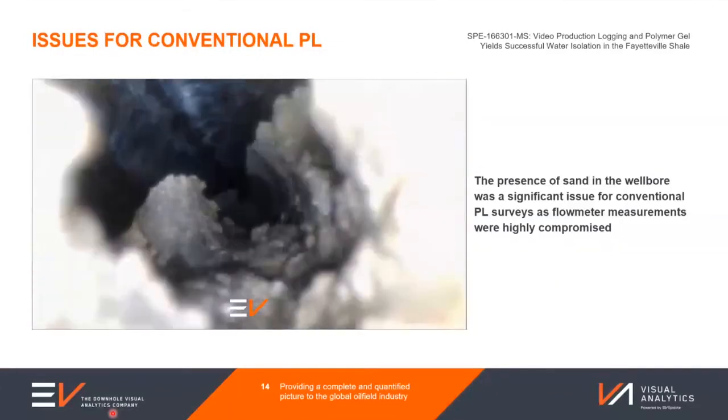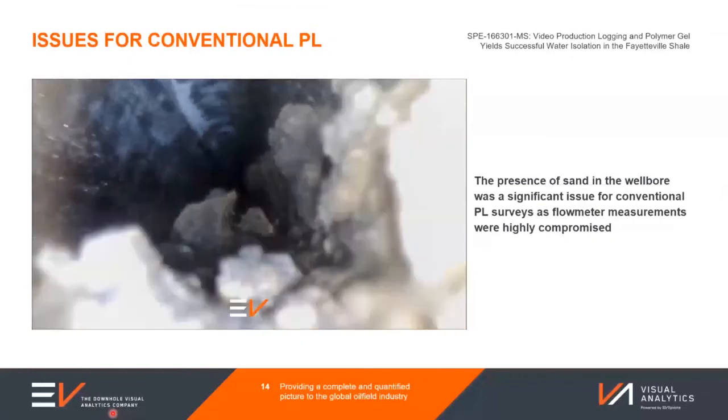Now, the effect of this amount of sand on a traditional flow meter would be pretty much catastrophic. And that was one of the issues that the conventional PLTs suffered from, that although the fluid identification sensors were working to a reasonable standard, it was very difficult to understand the flow rates overall. So there could have been standing water there that was registered, but it wasn't possible to understand if it was moving or if it was stationary.